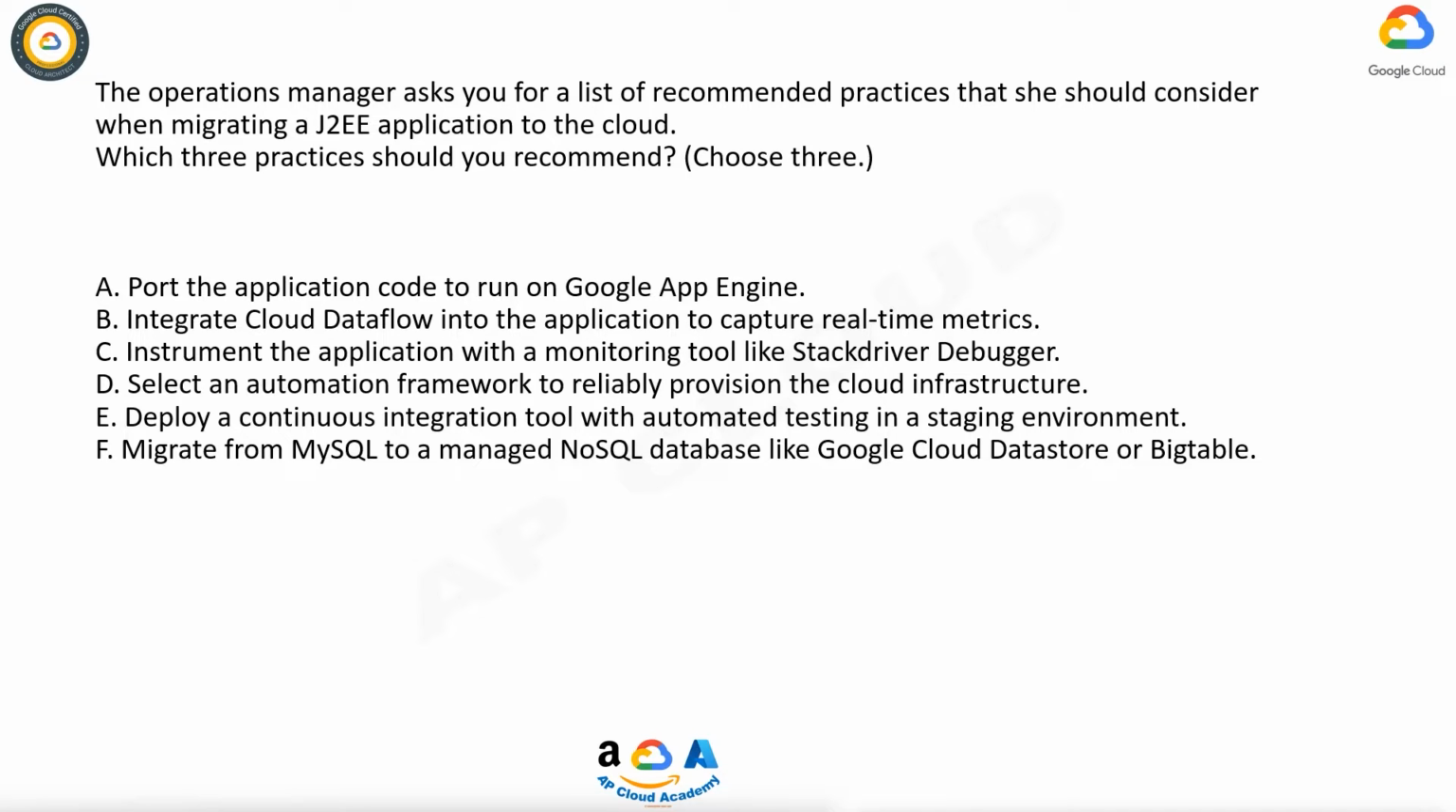The operations manager asks you for a list of recommended practices that she should consider when migrating a J2EE application to the cloud. Which 3 practices should you recommend? Choose 3. A. Port the application code to run on Google App Engine. B. Integrate Cloud Dataflow into the application to capture real-time metrics.